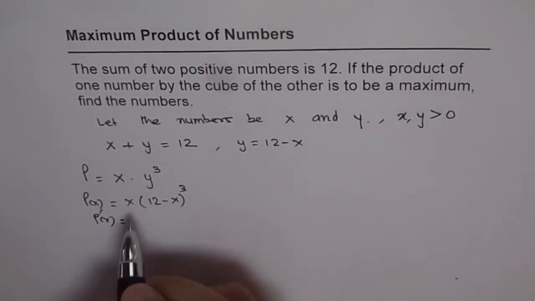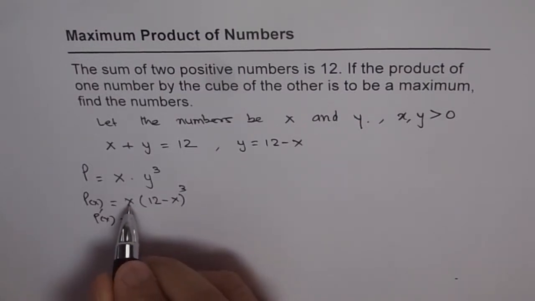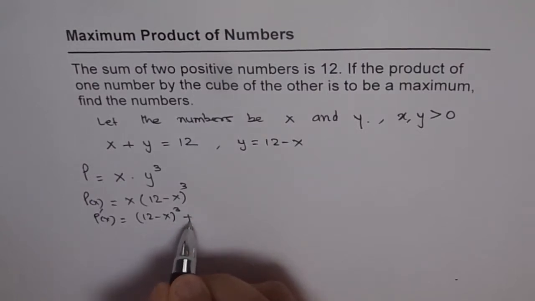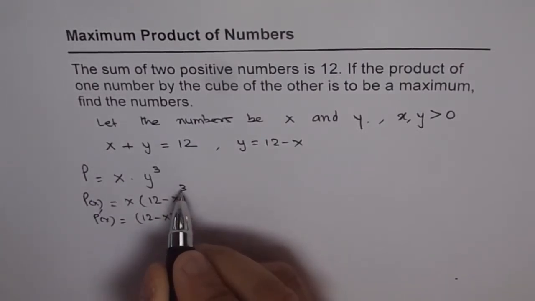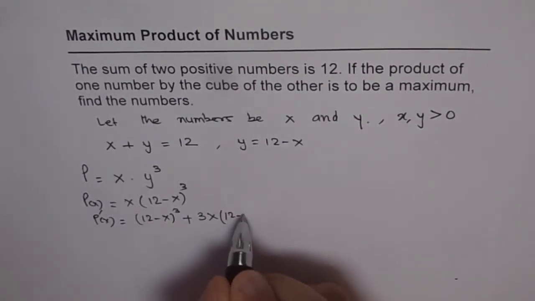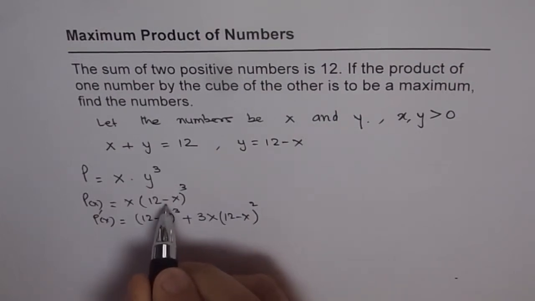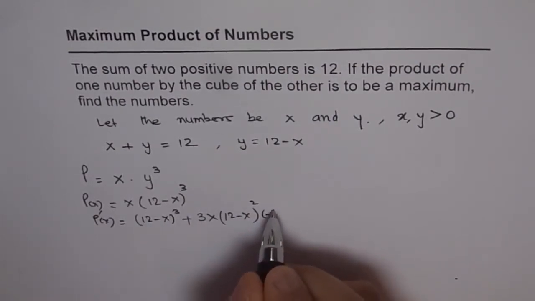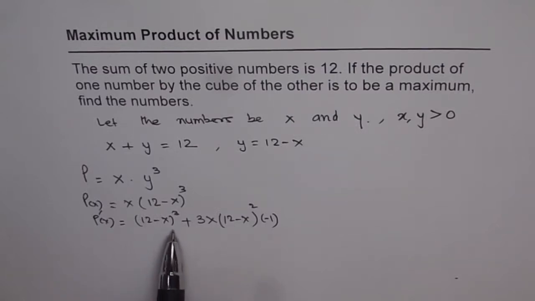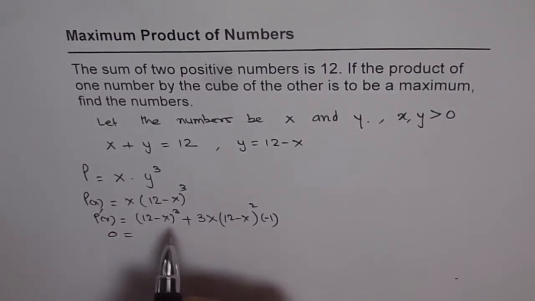So we get P dash of x equals all this, and I'll use the product rule: the product of this times this. So (12 minus x) whole cube plus x times the derivative of this, which is 3 times (12 minus x) square, and the derivative of minus x is minus 1. Now to find the maximum or minimum, this should be 0, right? Only then we get a critical number. Once we equate this to 0, we can find the critical number. So we have 0 equals all this.